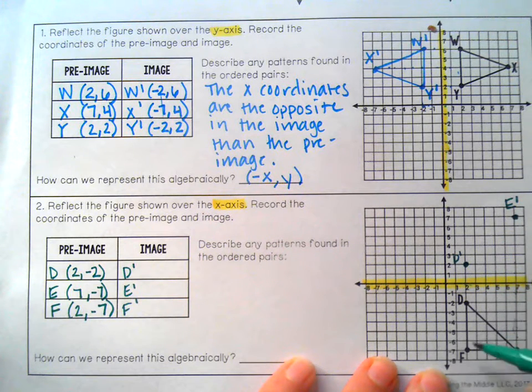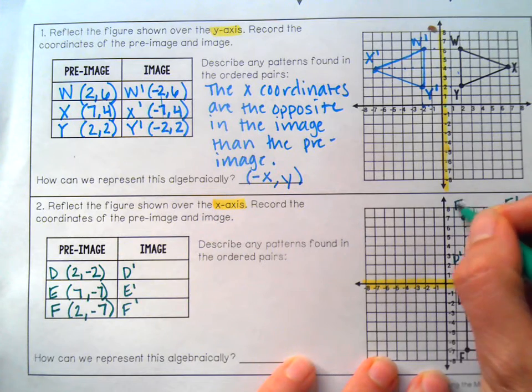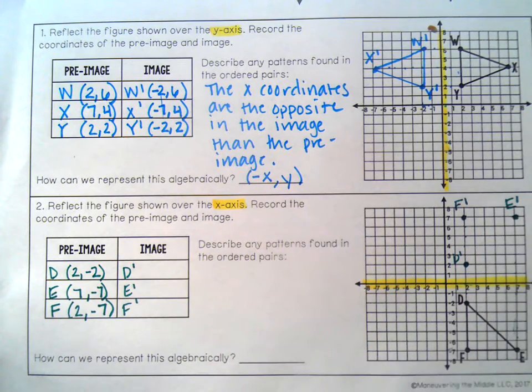And that's going to be my E prime. And then finally my F prime. This F was 7 units down. I see it's at -7, or I can count 1, 2, 3, 4, 5, 6, 7. So F prime needs to be 7 units up above the x-axis. 1, 2, 3, 4, 5, 6, 7. Then I can connect it.